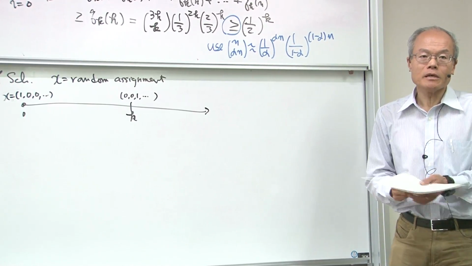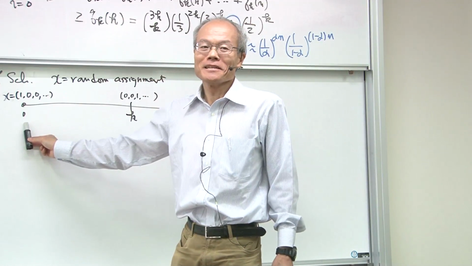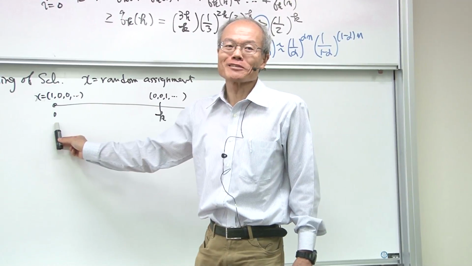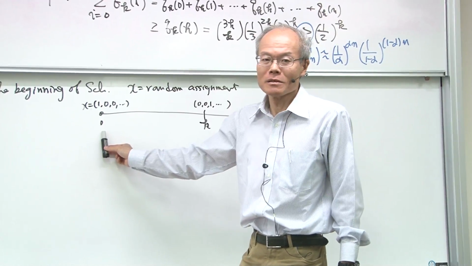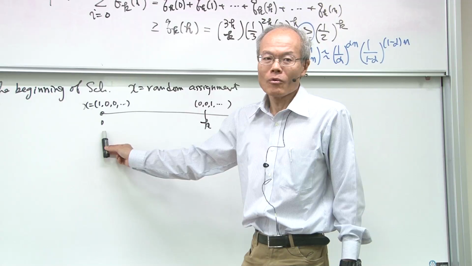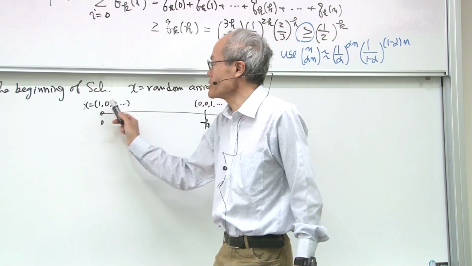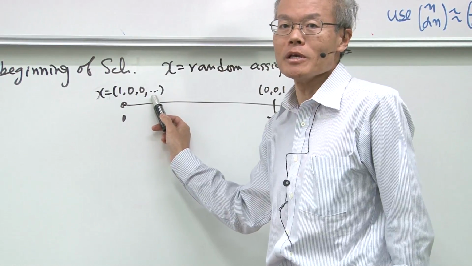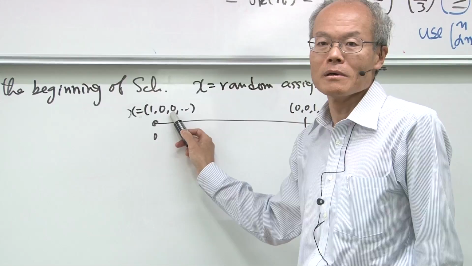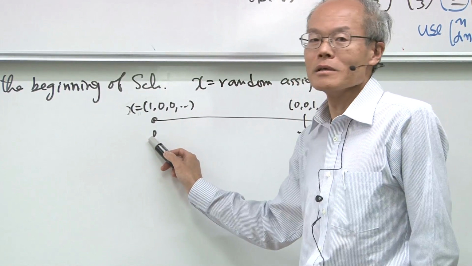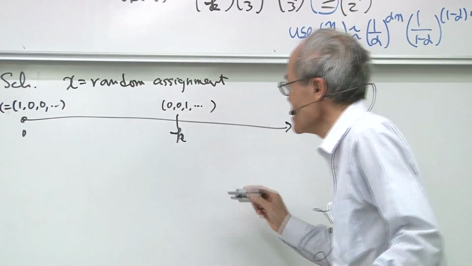Then the probability that your start point is here, namely, that you are successful from the beginning, is 1/2 to the n. Because you have to be correct here, correct here, correct here, correct here. That means 1/2, 1/2, 1/2, that means 1/2 to the n. So you can be here with 1/2 to the n.